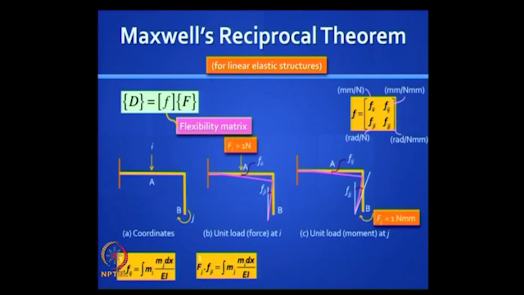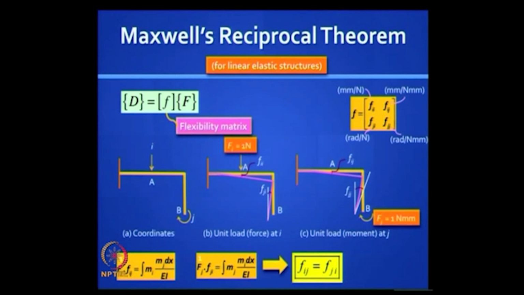There is a commutation between Mi and Mj, but it is the same quantity, and therefore it follows that the quantity on the left hand sides of the two expressions should be the same, and since you are applying a unit load Fi equal to Fj equal to 1, it follows that Fij is equal to Fji. A simple elegant proof of establishing the symmetry of this matrix.